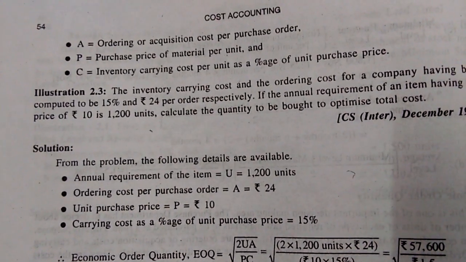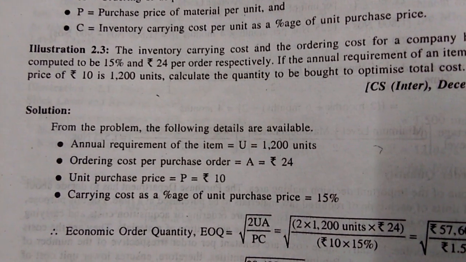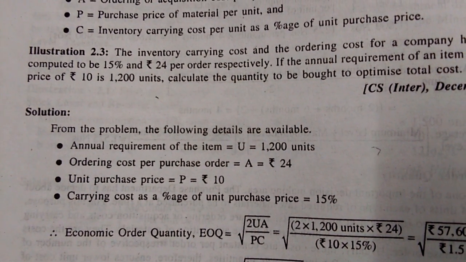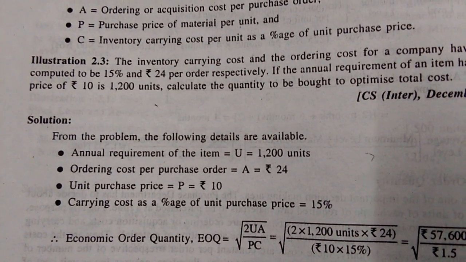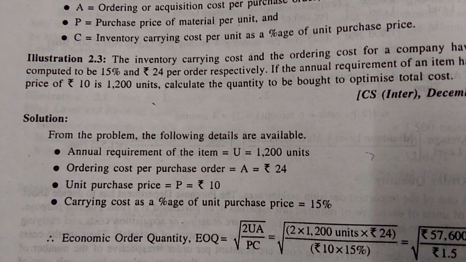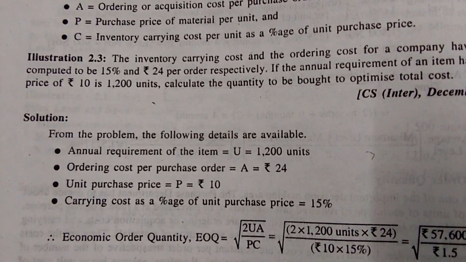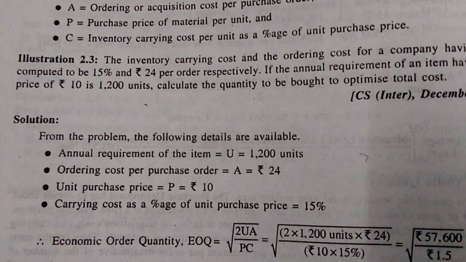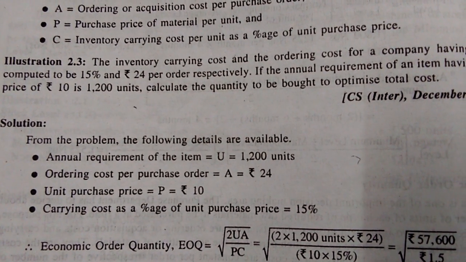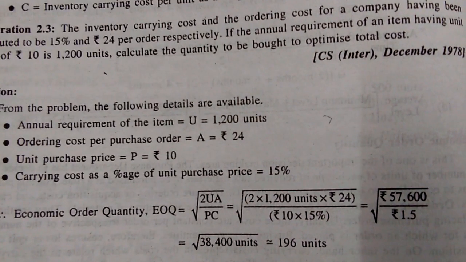So here the annual requirement U equals 1200 units. Ordering cost per purchase order A equals 24. Unit purchase price P equals 10. Carrying costs as a percentage of unit purchase price is 15%.